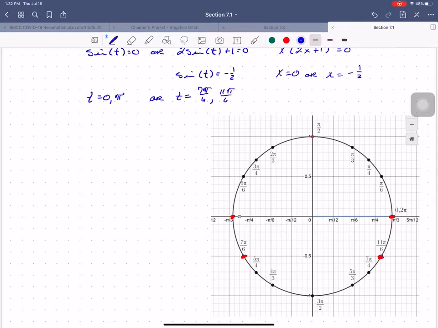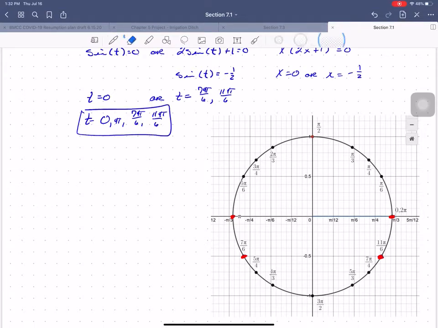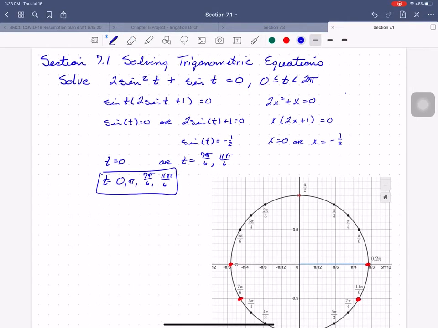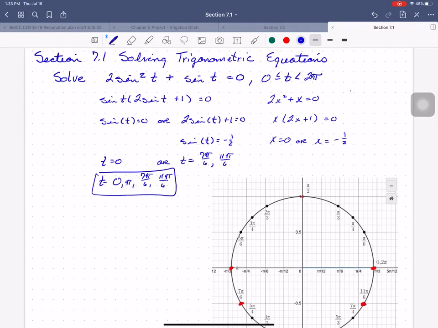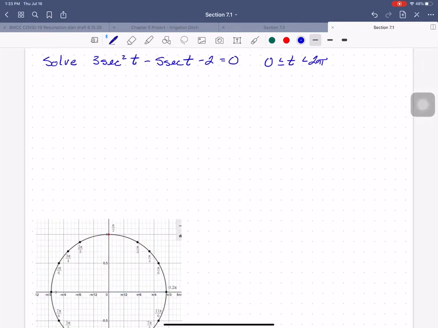So my total solution would be t equals 0, pi, 7 pi over 6, and 11 pi over 6. So I didn't do anything really new there. I just used factoring, actually. I didn't even use any identities. All right, so now let's try this again.